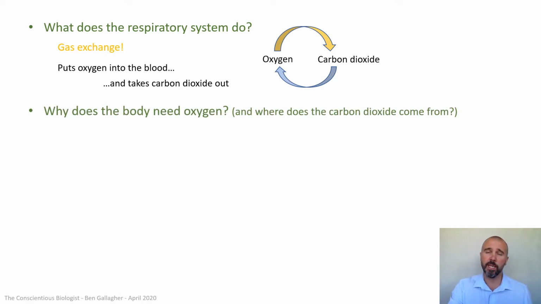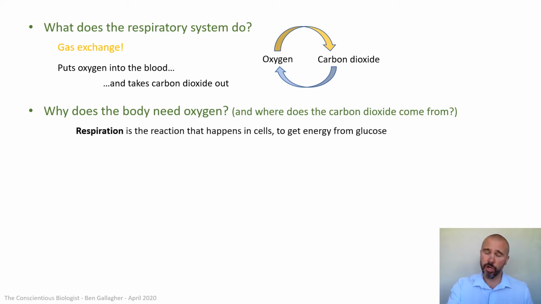But that throws up a really important question: why does the body need oxygen? Why do we need to bring the oxygen in? And as a secondary question, where does the carbon dioxide come from? Why have we got carbon dioxide in our blood that we need to remove and send back out into the atmosphere? The answer to this you should know from previous studies lower down the school. It's respiration. Respiration is a reaction that happens in cells to get energy from glucose.